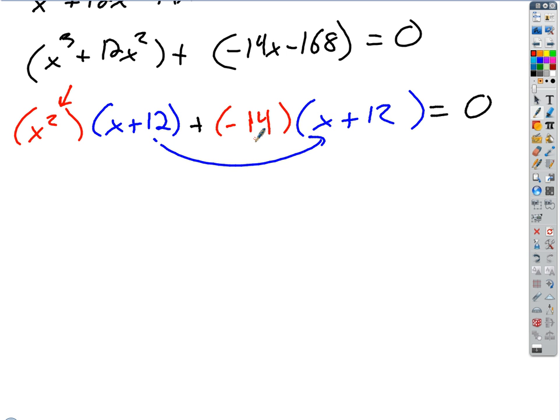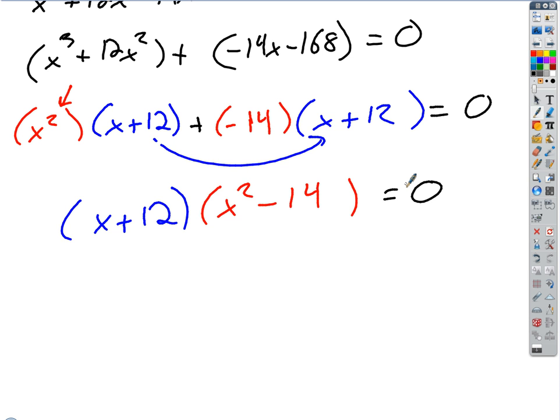Okay, so the x plus 12, good. So we factor out the x plus 12, and that's one of our factors. The other factor is made from what's left over. What's left over? Good. Okay, so all I have to do is set those equal to 0 and solve, and I'm done.